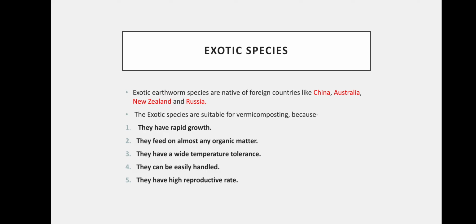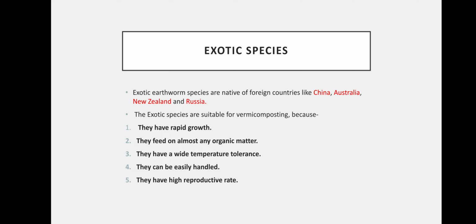Now let's move on to the section of exotic species and indigenous species. So what are exotic species? Exotic species of earthworm are species native to foreign countries. They are not present in our surroundings or premises. They are exported or carried from one country, from our nearest countries, for commercial purposes. So they are mainly exported from China, Australia, New Zealand, and Russia.